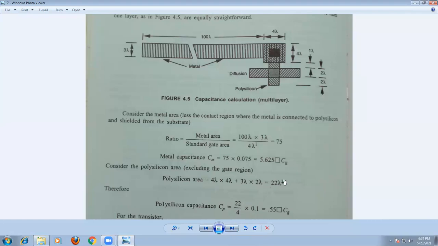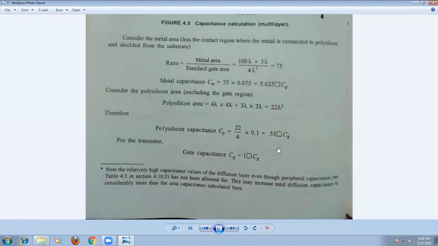This 22 lambda square divided by 4 lambda square. So 22 by 4 we have to substitute, and this is the relative area. The 22 by 4 relative area is multiplied by the relative value of the poly to substrate capacitance, which is 0.1 from the table. So you get this value here. This is Cp, which we can consider the polysilicon capacitance.